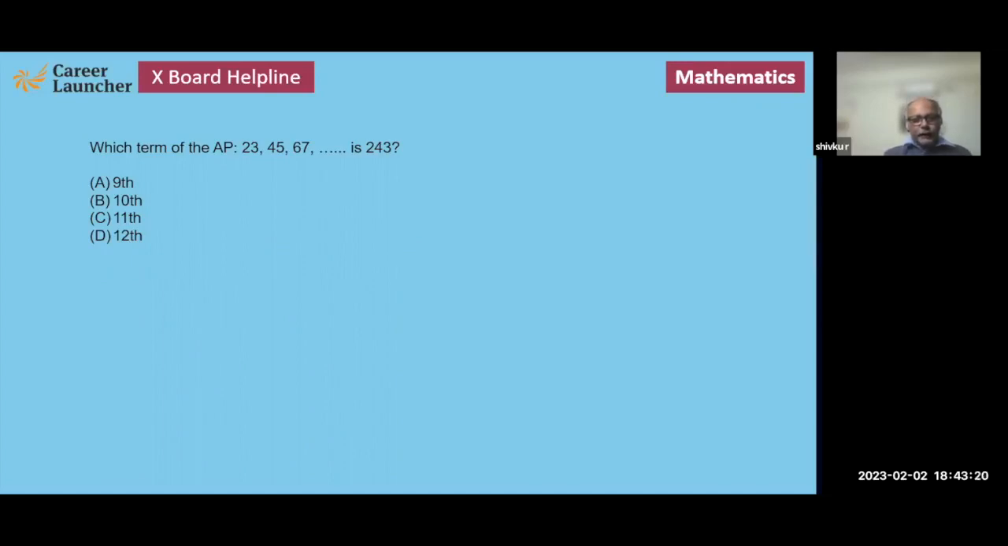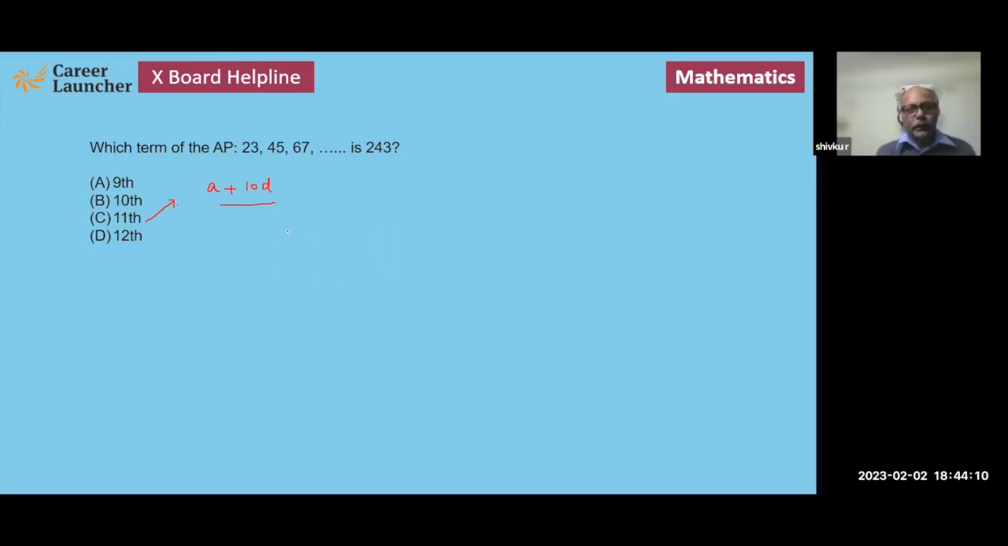Which term of the AP is 243? Whenever you have an MCQ question, remember one thing, as I told you in the last session also, MCQs are also meant to help you in getting the answers quickly sometimes. So you can start by saying, okay, let me check whether this is the 11th term or not, right? 11th, because you know that you will have to do a plus 10 into d. It is very easy for us to find out the value.